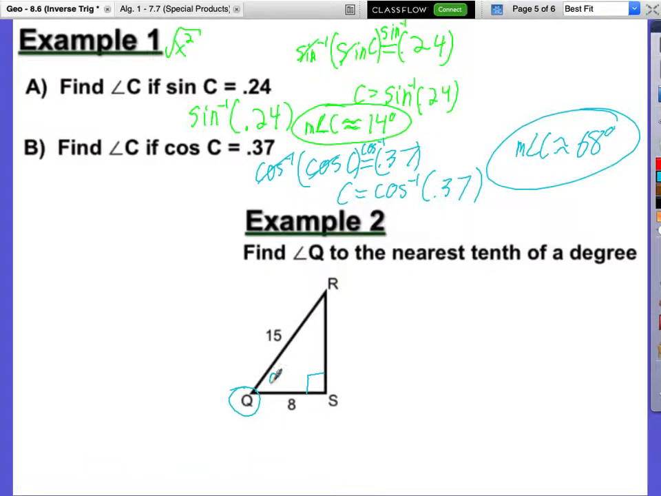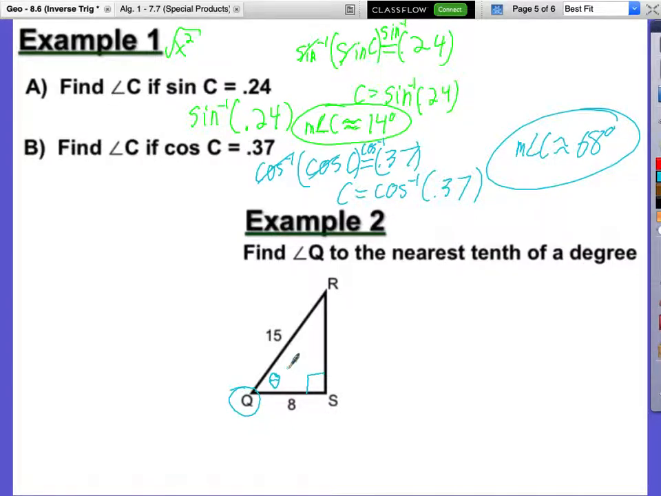One thing we can do is call it theta if we wanted. That's a variable we use for an angle measure. Or we can just call it angle Q. Either way is fine with me, because we're trying to find the angle measure. So, we're almost done with this, guys.